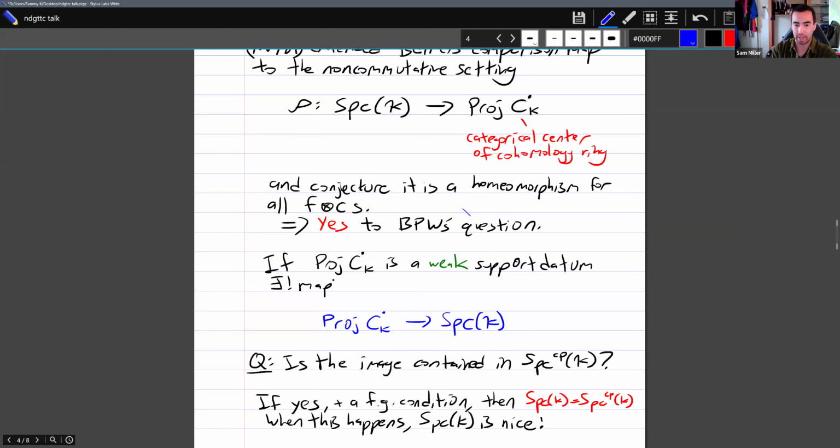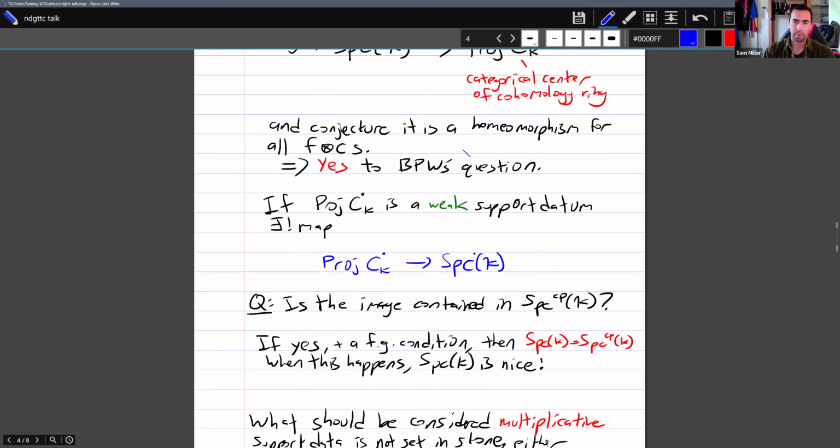But of course, this relies on the assumption that proj ck is a weak support datum, and even that holding is not always guaranteed as far as I know. But one can ask the question then, is the image of this map going in the other direction actually contained in the complete prime spectrum?